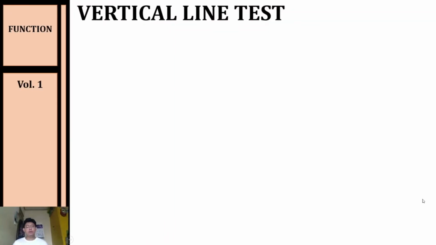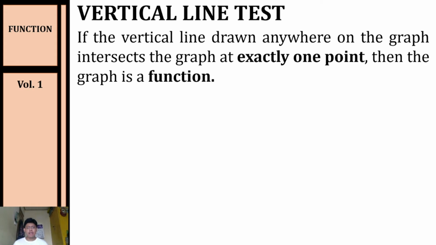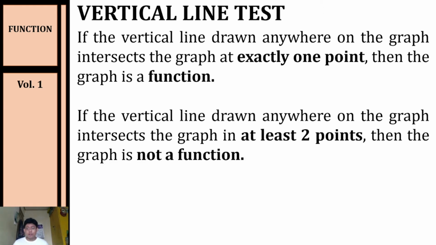If you want to know if your graph is a function or not, we need to apply the vertical line test. If the vertical line drawn anywhere on the graph intersects the graph at exactly one point, then the graph is a function. If the vertical line drawn anywhere on the graph intersects the graph in at least 2 points, then the graph is not a function. Now, let's have some examples in identifying if a graph is a function or not.